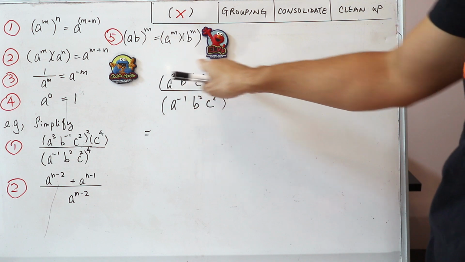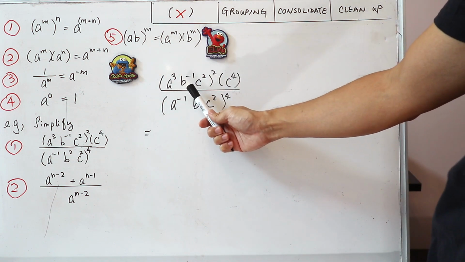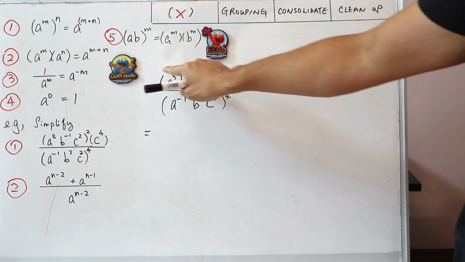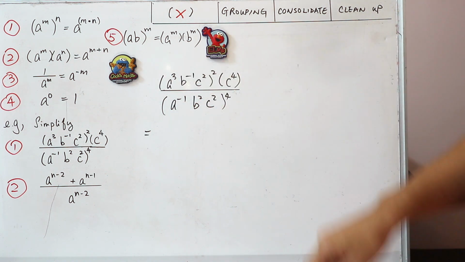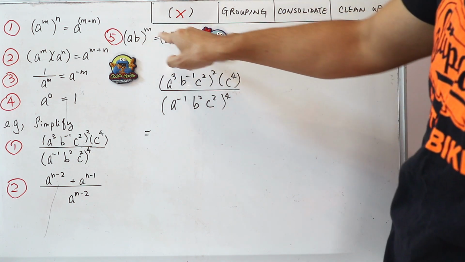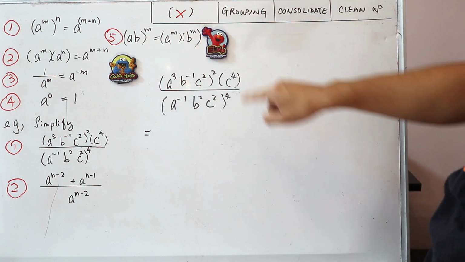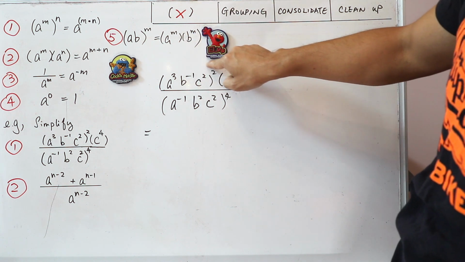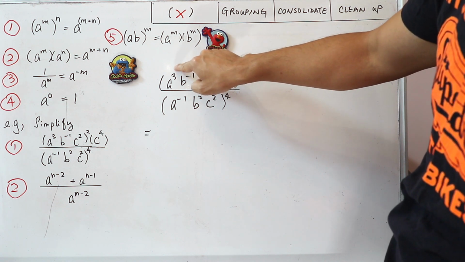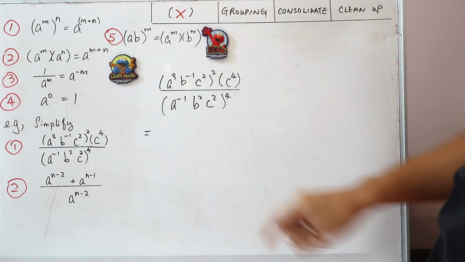So looking at this round bracket, a cubed times b to the power minus 1 c squared, and then outside there's a square. How do we get rid of this round bracket? We can actually apply this law number 5, when a times b to the power m is equal to a to the power m times b to the power m. So we can bring this 2 inside the bracket, and then we can multiply the index 3 times 2, minus 1 times 2, and 2 times 2. Okay, I'll quickly show you.